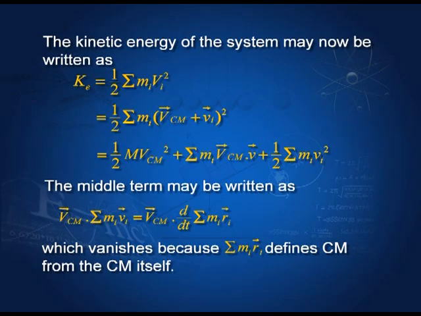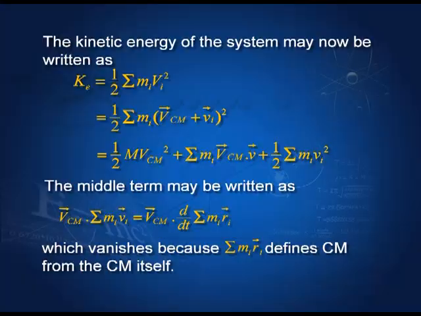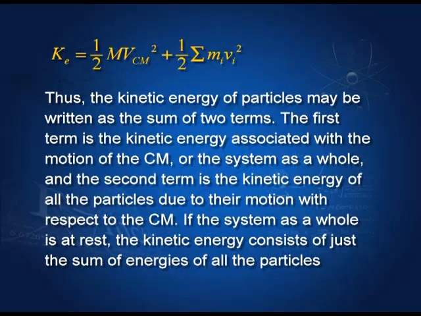The middle term, notice this middle term is Vcm times sigma mi Vi, which is Vcm dot d by dt of mi Ri, and remember what is mi Ri? Mi Ri defines the center of mass. So, this term defines the center of mass with reference to the center of mass, and therefore, this term vanishes. You see, the center of mass with respect to the center of mass is 0. Therefore, the second term vanishes and we get the kinetic energy written as two terms.